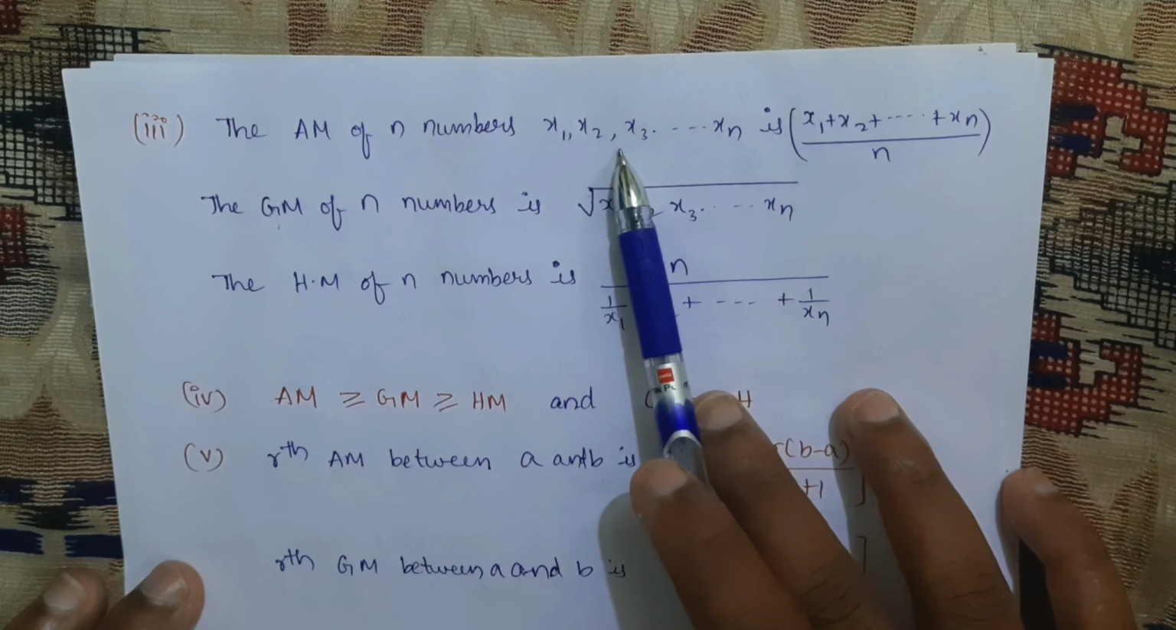Next, we know that this is an important one: AM is greater than or equal to GM, which is greater than or equal to HM. This is always there, and G square will be A into H. Nothing but G square, the geometric mean whole square, is equal to the arithmetic mean into the harmonic mean. These are very important formulas. You won't get these in NCERT books, but you need to remember them.